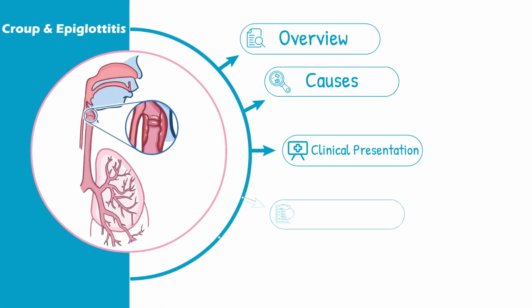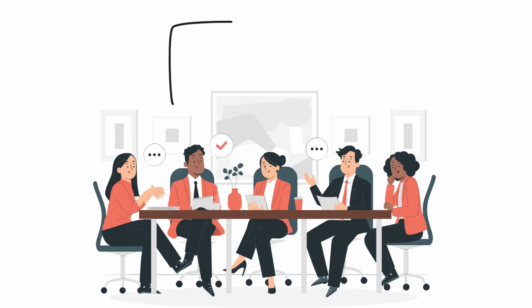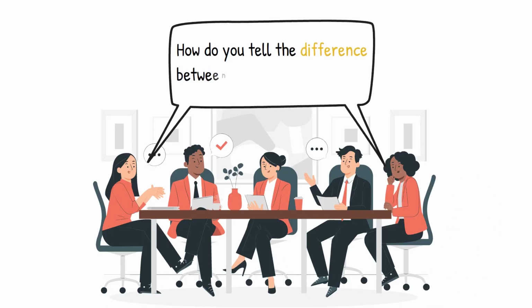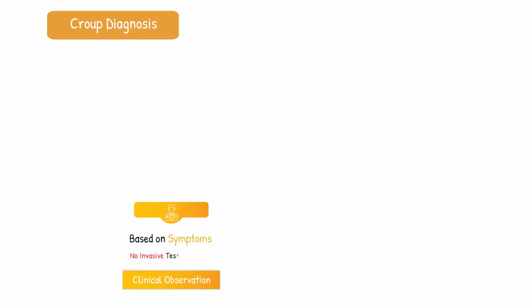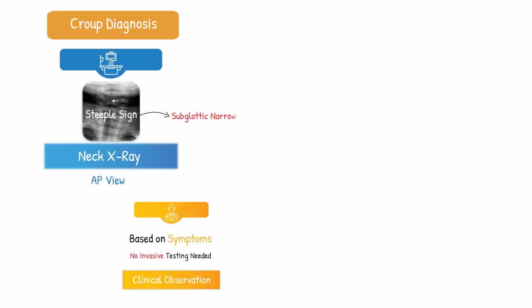And now let's talk about the diagnosis. Both conditions require careful assessment to avoid misdiagnosis, and the board exam often includes questions that test your ability to differentiate between these two conditions based on diagnostic findings. Croup is usually diagnosed clinically based on symptoms, meaning no invasive testing is typically needed. If imaging is performed, a neck X-ray in the AP view may show the classic steeple sign, which is caused by subglottic narrowing of the airway.